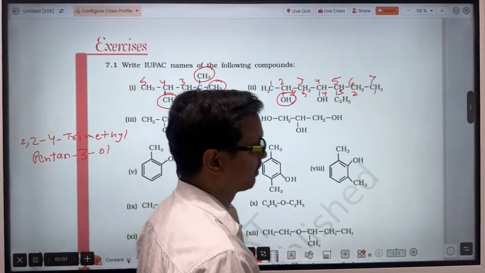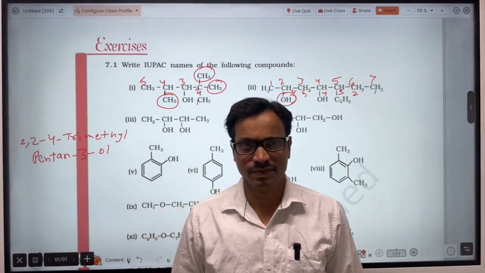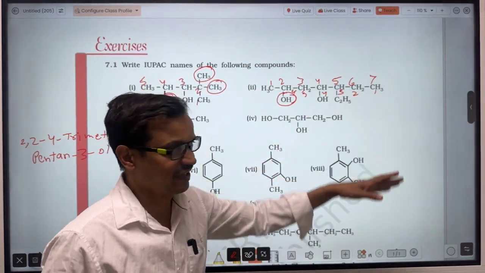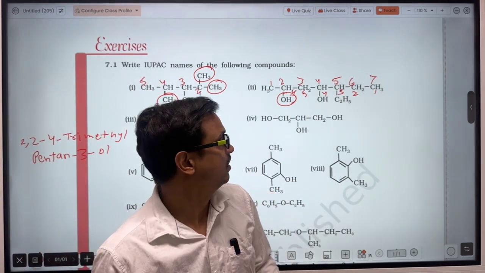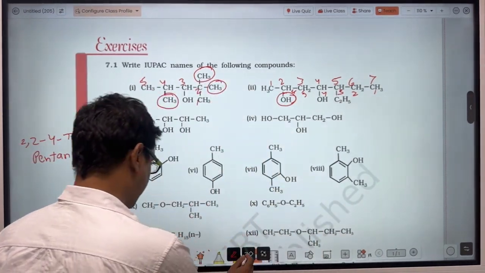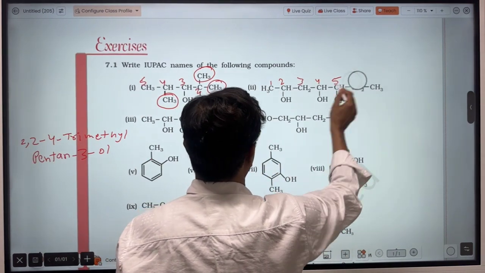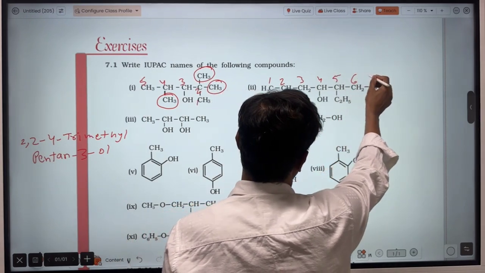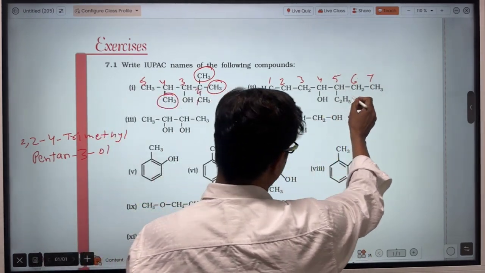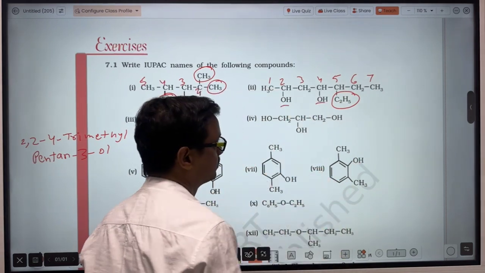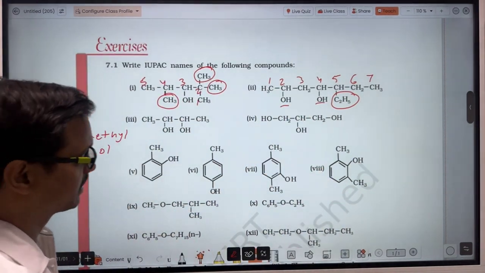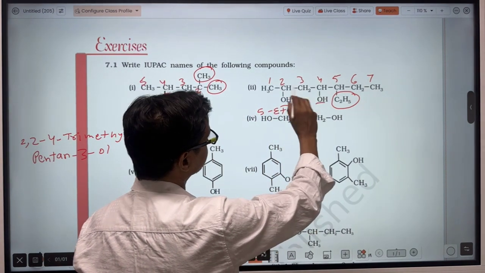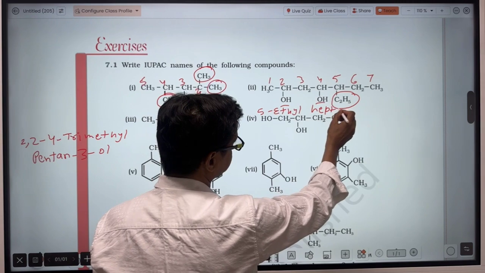So we will have to do numbering in such a way that the carbon containing the functional group will acquire the lowest position, and that is possible when we do numbering from left to right. So that's why the numbering will be from left to right. So numbering here 1, 2, 3, 4, 5, 6, 7. Then this one is a substituent, this 2 is the functional group. So at fifth position, there is the substituent ethyl. So we will write 5-ethyl, and here is a 7 carbon chain, so heptane.